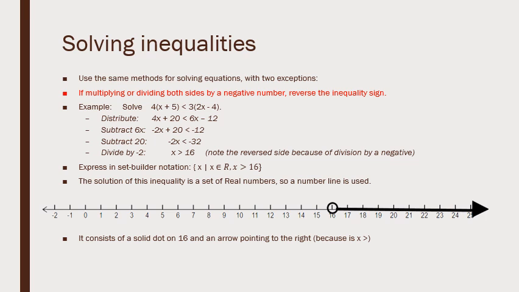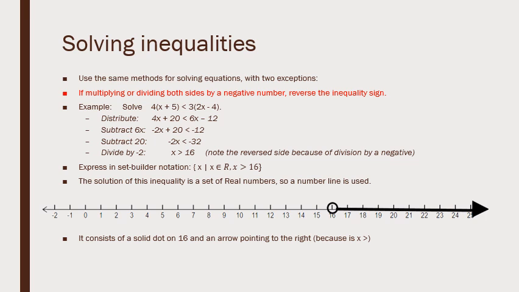Now, when it's time to solve inequalities, we basically use the exact same methods that we do when we're solving for equations in algebra. There is one exception, and that is what I've put in red here. If multiplying or dividing both sides by a negative number, you have to reverse the direction of the inequality sign. So here's an example. I've got a fairly complex inequality. 4 times the quantity x plus 5 is less than 3 times the quantity 2x minus 4. So your first step is going to be the same as an equation, just leaving that less than sign in there instead of your equal sign.